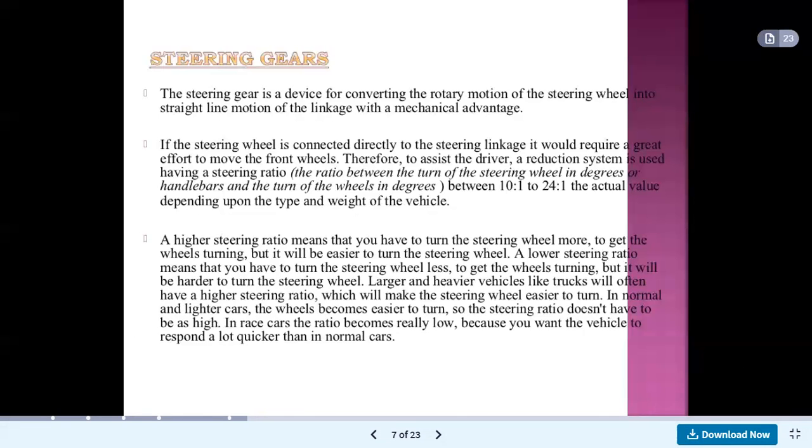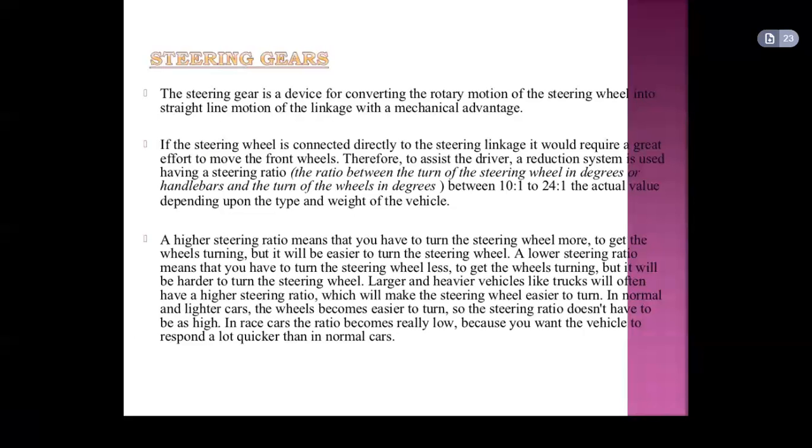A higher steering ratio means that you have to turn the steering wheel more to get the wheels turning, but it will be easier to turn the steering wheel. A lower steering ratio means that you have to turn the steering wheel less to get the wheels turning, but it will be harder to turn the steering wheel.